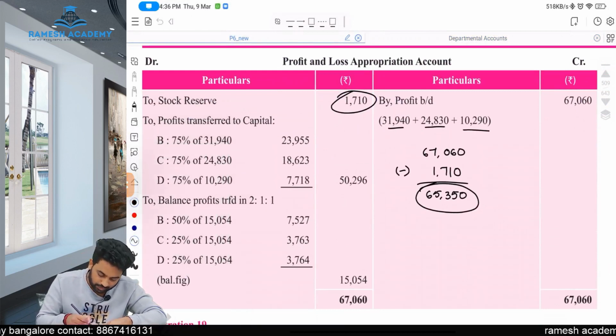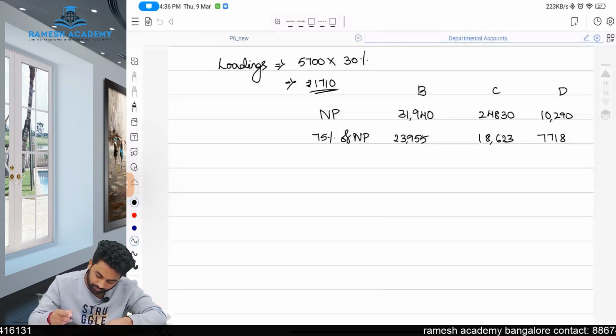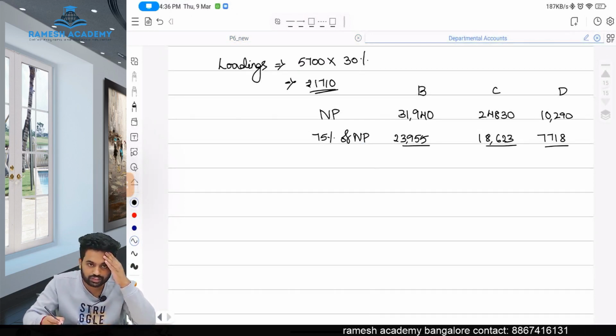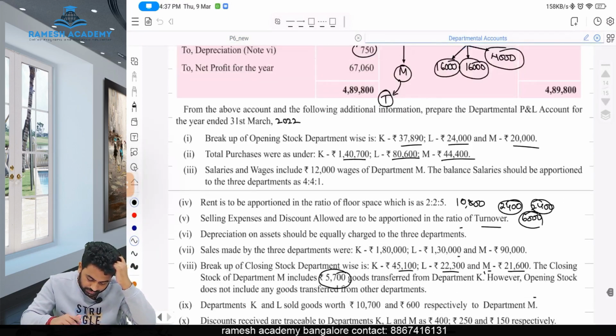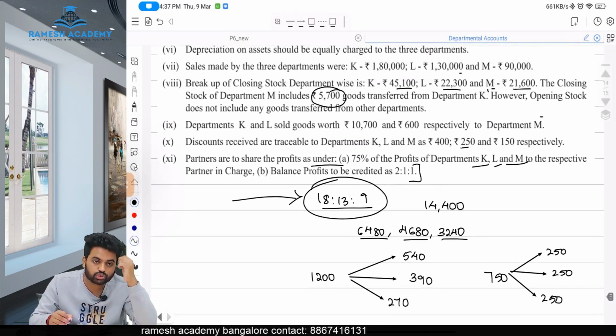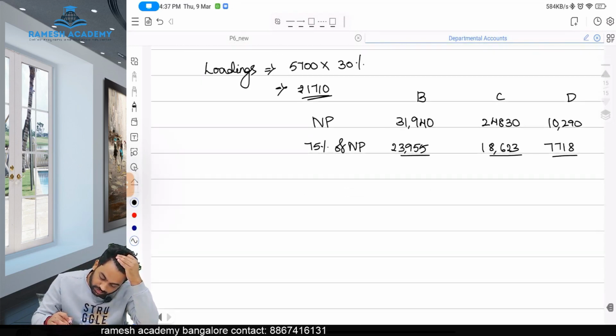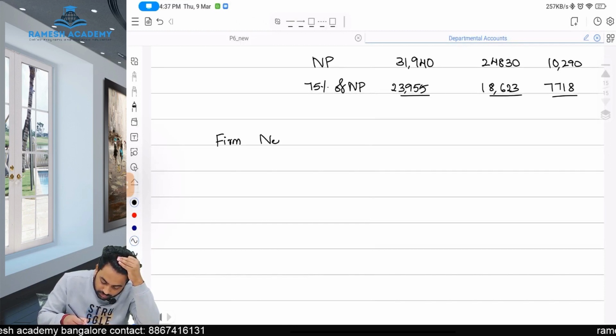Partners' capital account: B 23,955, C 18,623, D 7,718. Okay, boss. What are they telling later? Listen here very carefully. Later they are telling balance profit to be credited in 2:1:1. So we have to find out how much is the balance profit. First tell me how much is the firm's net profit.